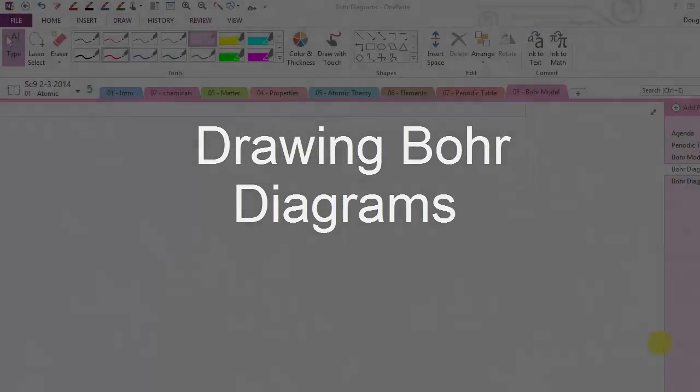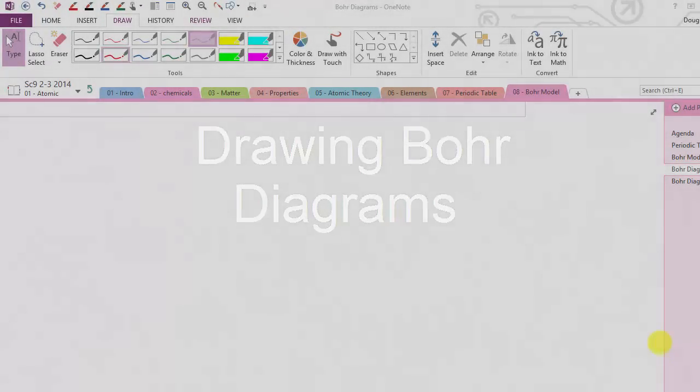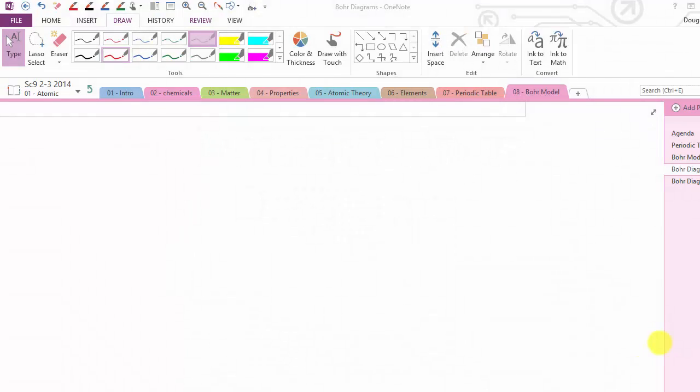Hi there, in this video I'm going to go over how to draw Bohr diagrams. So first I'm going to break down some instructions for it, and then I'll go over some examples. So the thing here is drawing Bohr diagrams.